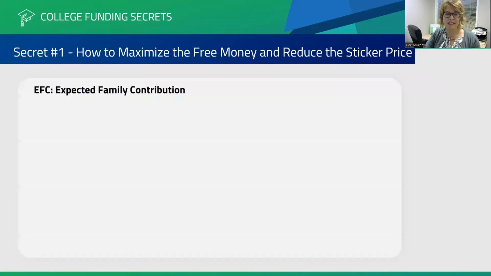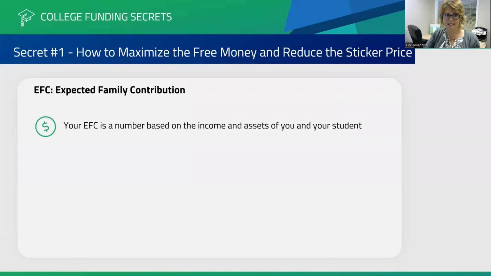Okay, tonight we are talking about EFCs and college selection. So when you know it and you understand it, then you have the power to maximize your free money and reduce that sticker price. So a couple of things.